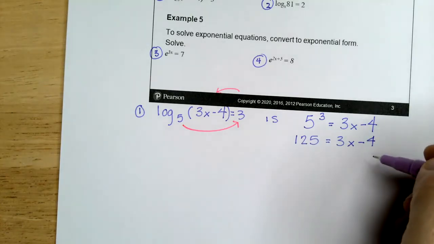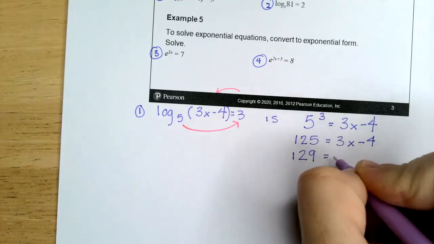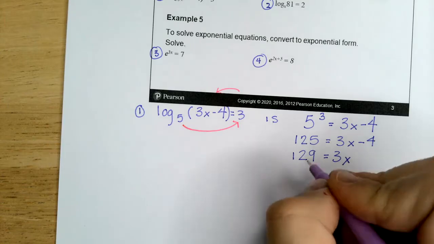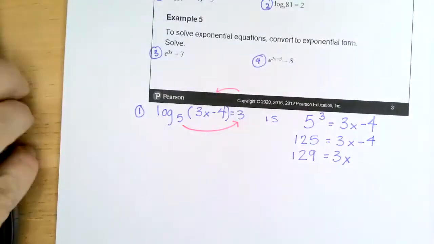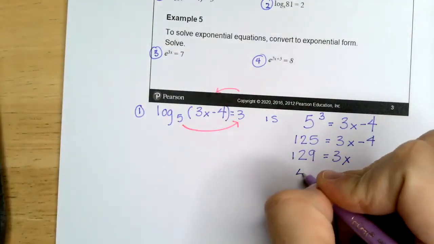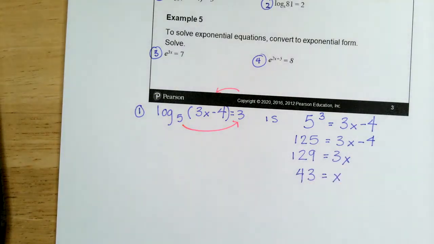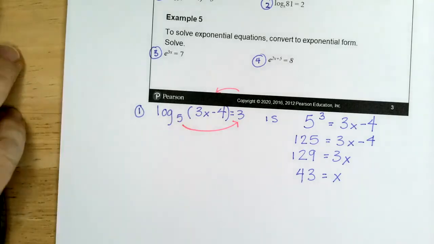Good? I'm going to add 4 to 125 to get 129. And then I'm going to divide 129 by 3 and get 43. Good. I can go back and put that into my equation to check it.